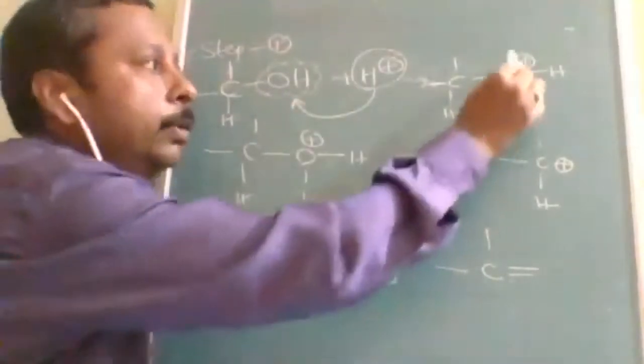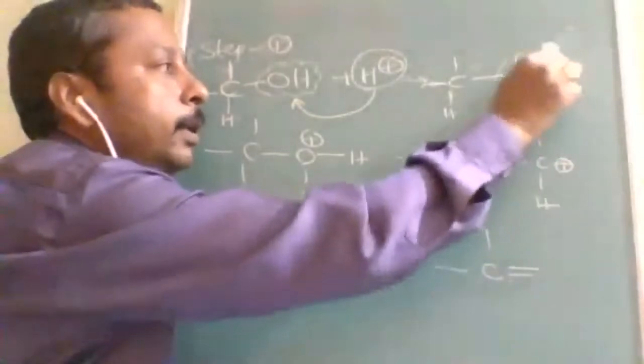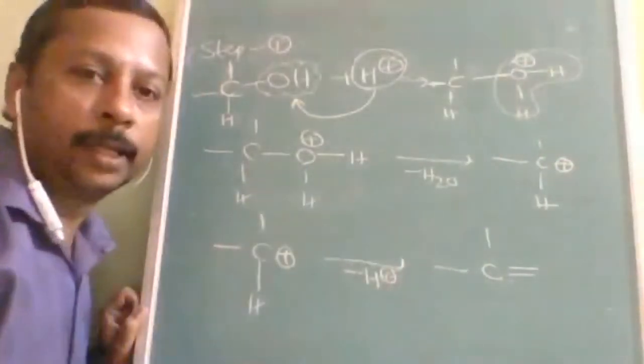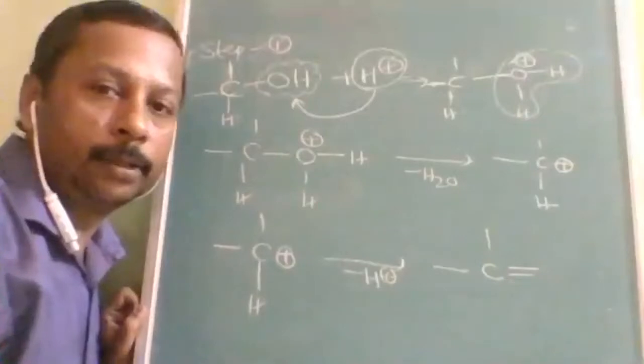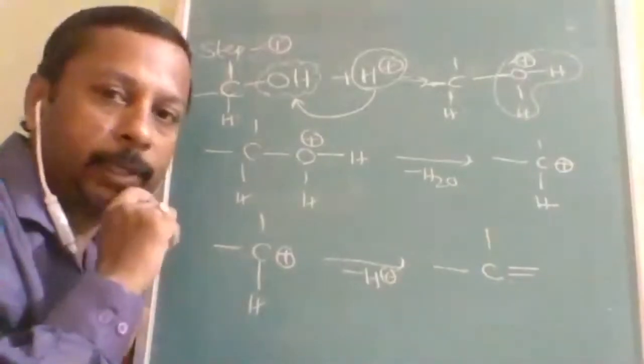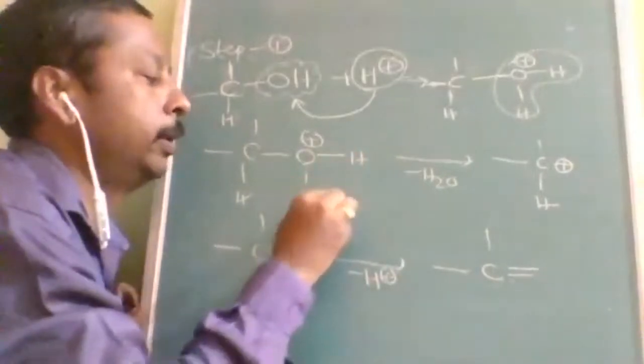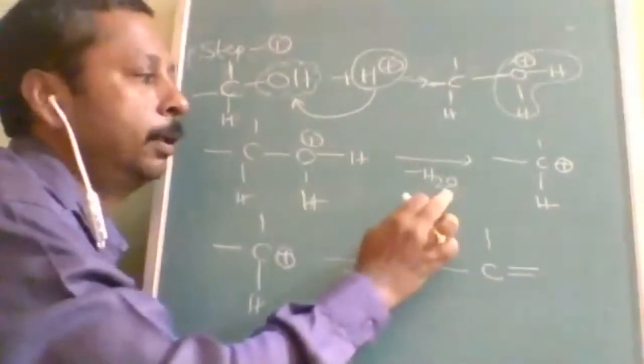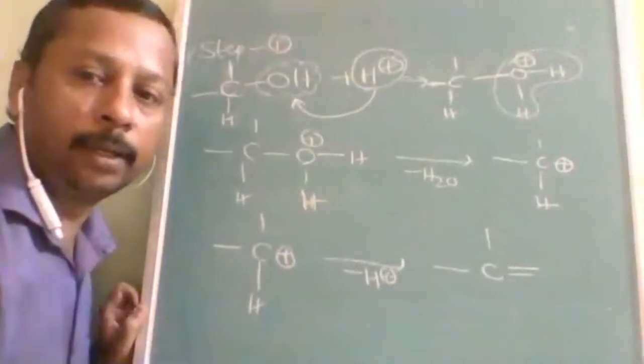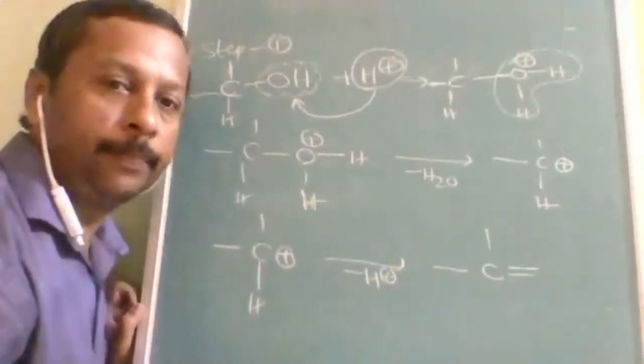Now the leaving tendency is improved, an excellent leaving group. Water is an excellent leaving group, like nitrogen, N2, which is also an excellent leaving group. Here, to make it an excellent leaving group, protonation was necessary. In organic, every word has to be clearly understood.